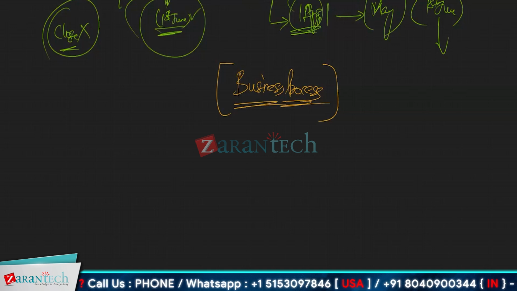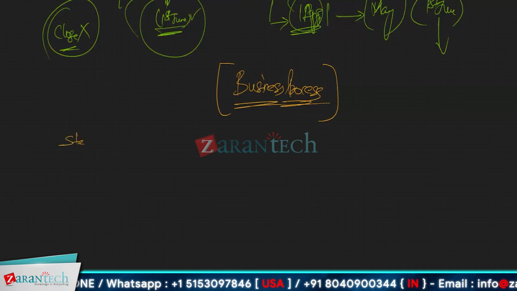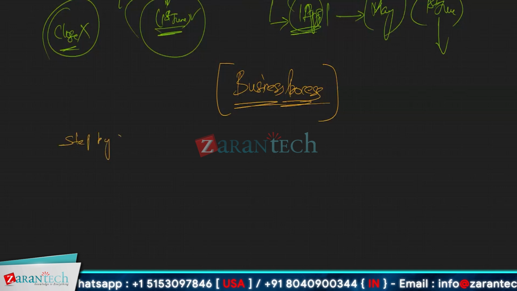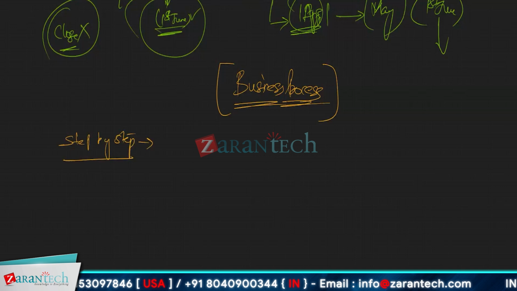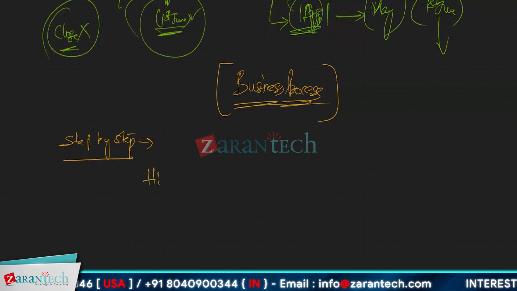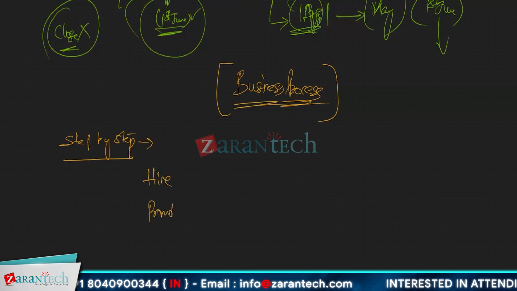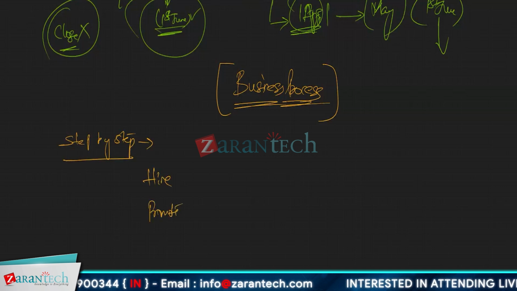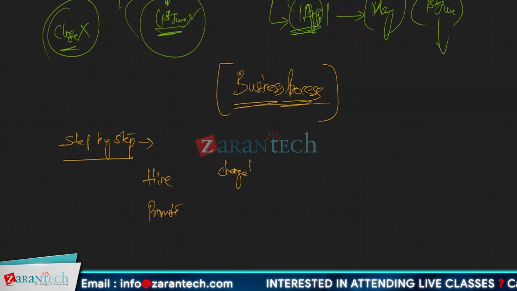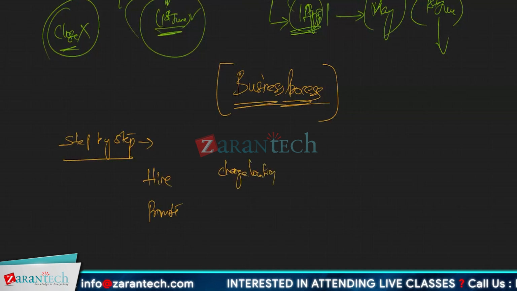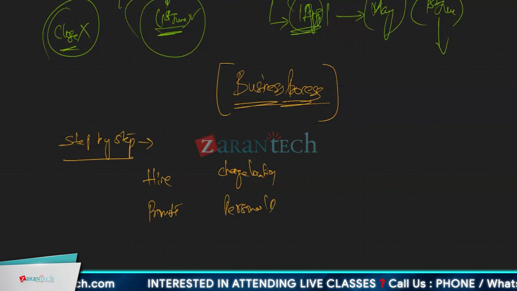So a business process is nothing but a step-by-step flow to execute a transaction. A transaction could be something like hiring an employee, promoting a worker, changing the location of an employee, or an employee changing their personal data. All these are different transactions.